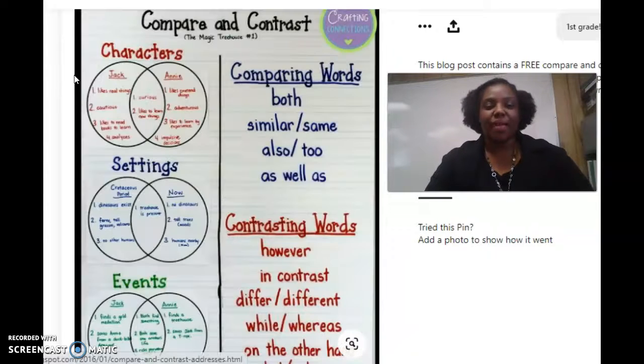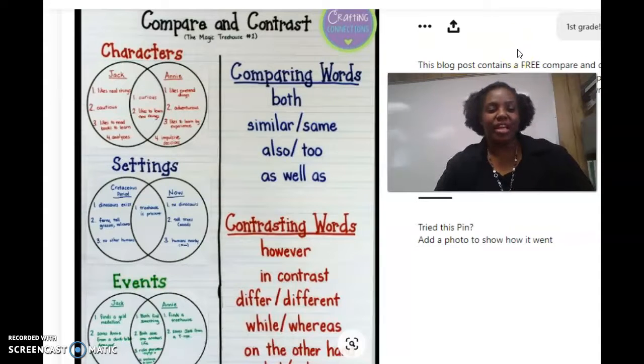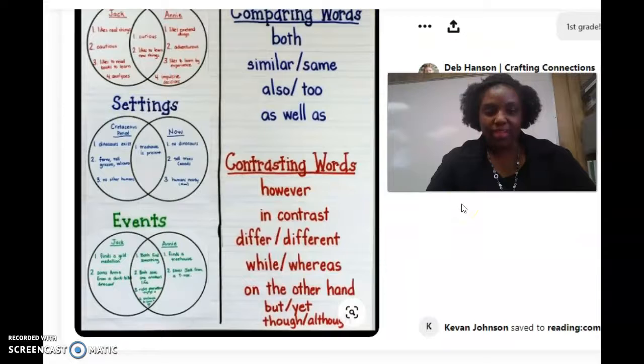So when we are comparing with a Venn diagram, we are going to use words such as both, similar or same, also or too, and as well as. When contrasting, that means we're telling the difference. We're going to use words such as however, in contrast, differ/different, while or whereas, and on the other hand, but or yet, and though/although.